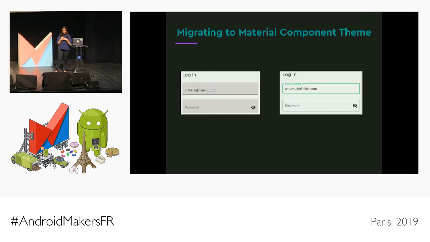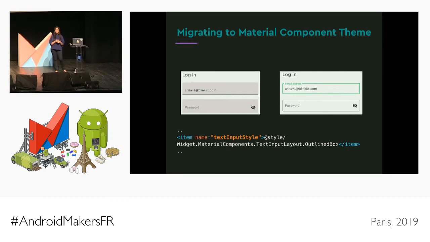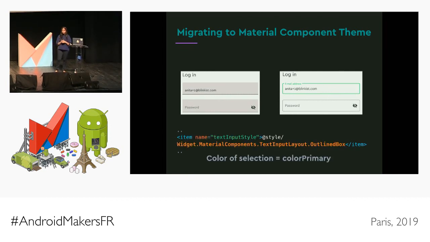And last but not the least, we were able to fix the text input layout mess by using the textInputStyle default style attribute in our theme. And we set it to the outlined box style, which is the style you see on the right. So by default, the style is the filled box style, which is the gray style you see on your left. But we thought the outline box style looks better, and so we changed it to that. And by default, the color selection is the colorPrimary.